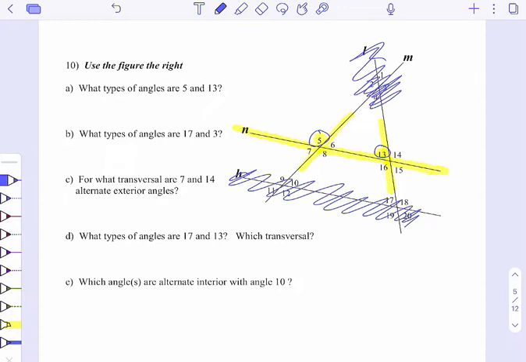All right, somebody raise their hand and tell me what kind of angles they think 5 and 13 are. Keenan.